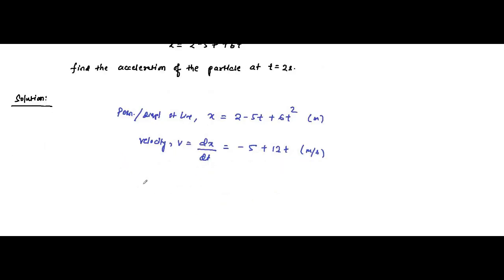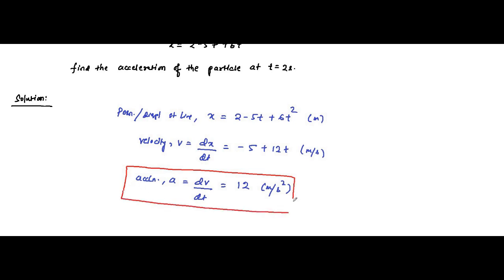Okay, then instantaneous acceleration will be the rate of change of velocity with respect to time, the derivative of velocity with respect to time, which is equal to 12 meters per second squared. So again you see, the expression for acceleration is independent of time. There is no t coefficient attached to it.